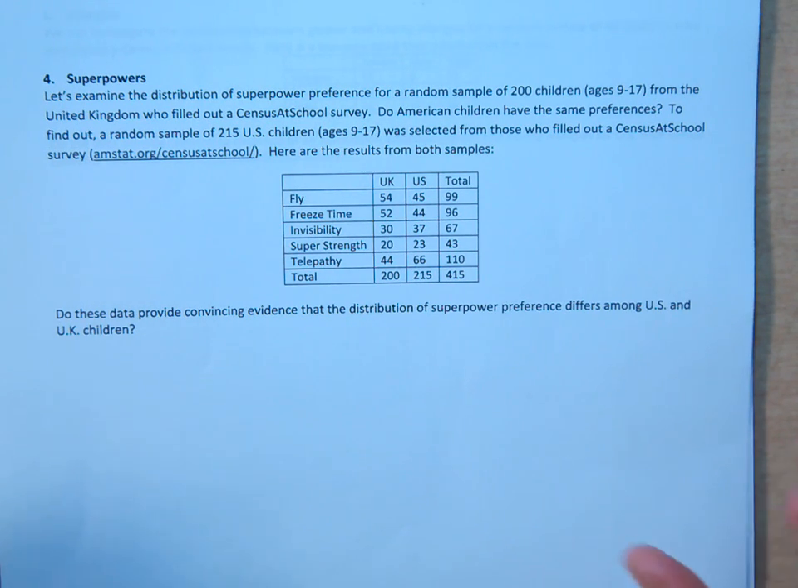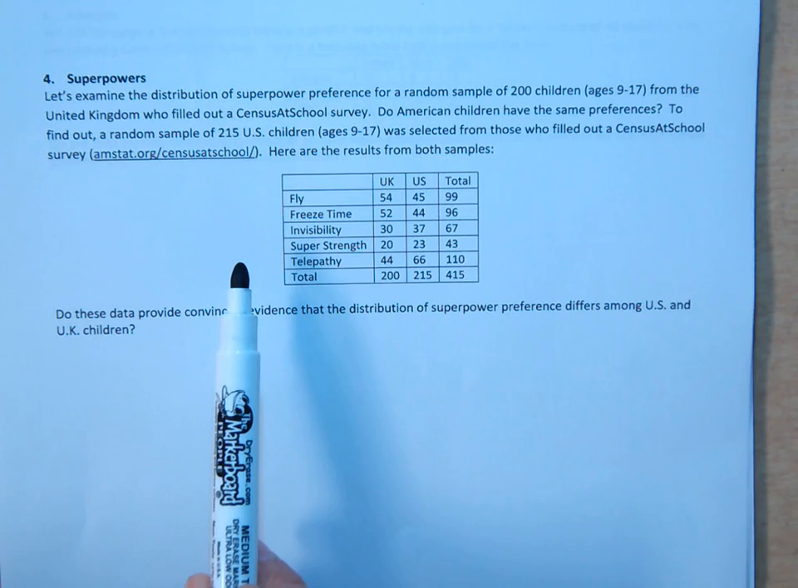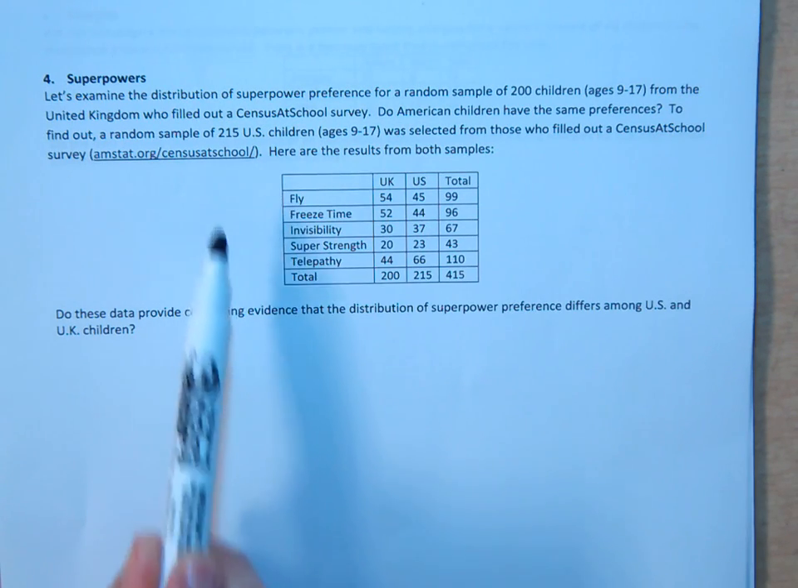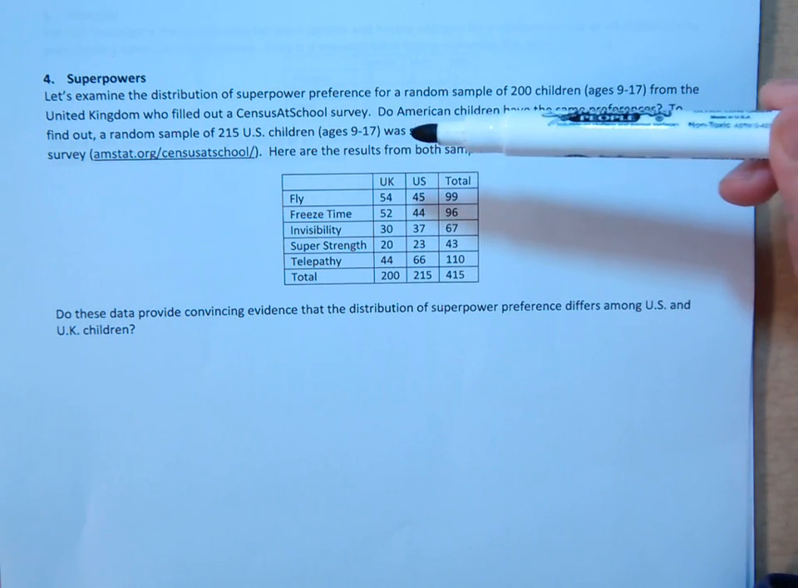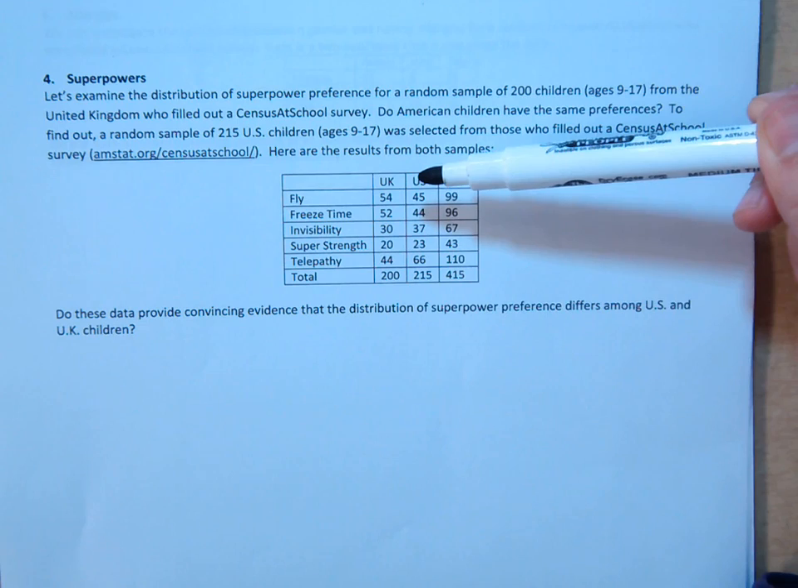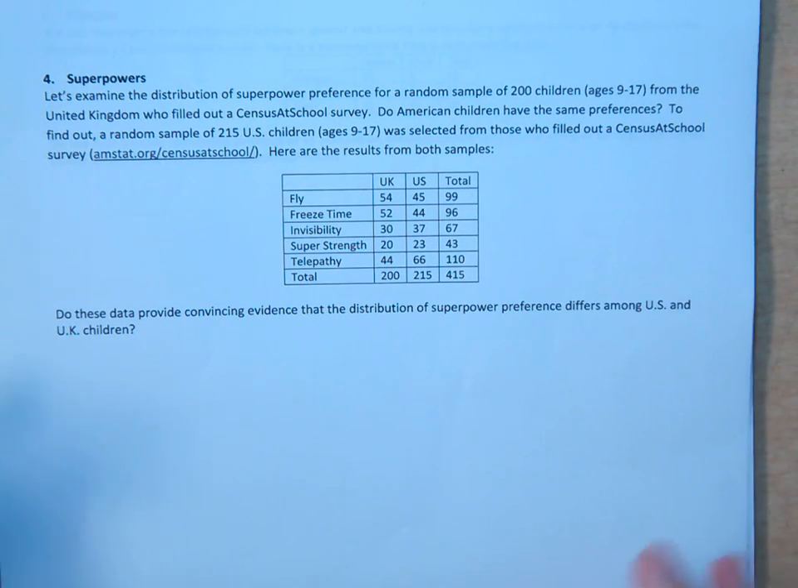Okay, so here our one categorical variable is right here, and it's called superpower preference. So there's only one categorical variable, and there's two populations from the UK and the US. And here are our expected counts. So it's in a two-way table.